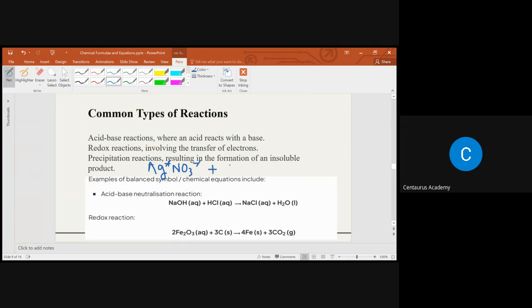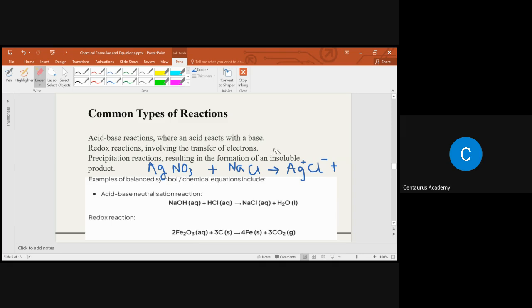It reacts with NaCl, okay, to produce an insoluble precipitate of silver chloride, AgCl. Okay. How is the formula AgCl? Because Ag is again plus and Cl is minus. Okay. It produces AgCl, and what else will be produced?